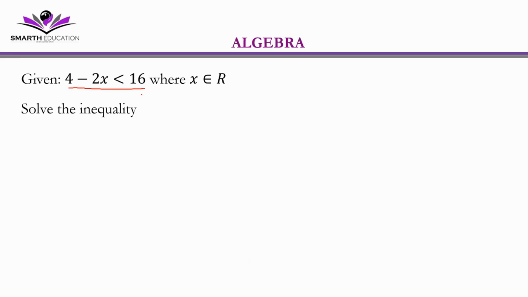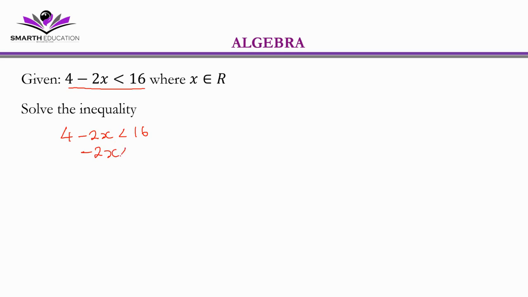Given 4 minus 2x less than 16, where x is an element of real numbers, solve the inequality. What do we do? We have 4 minus 2x less than 16. So we can subtract 4 from both sides of the inequality.